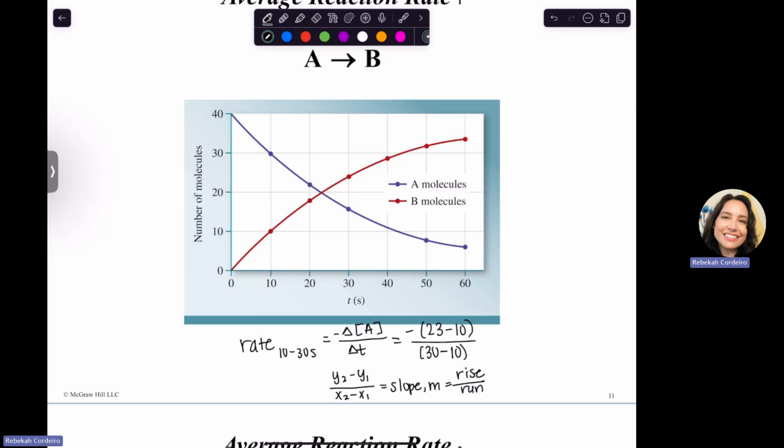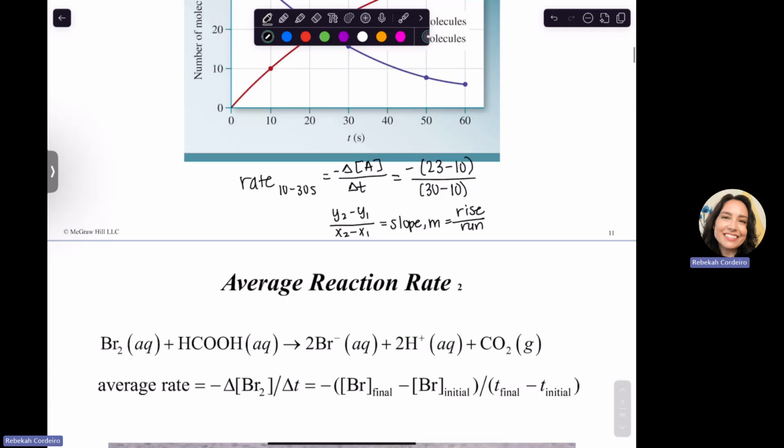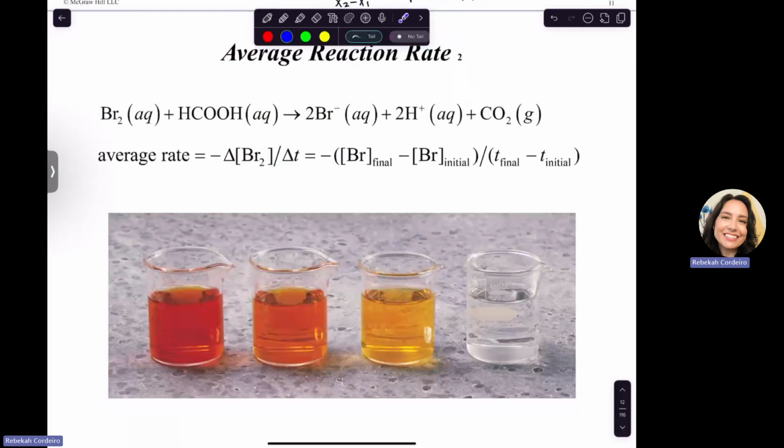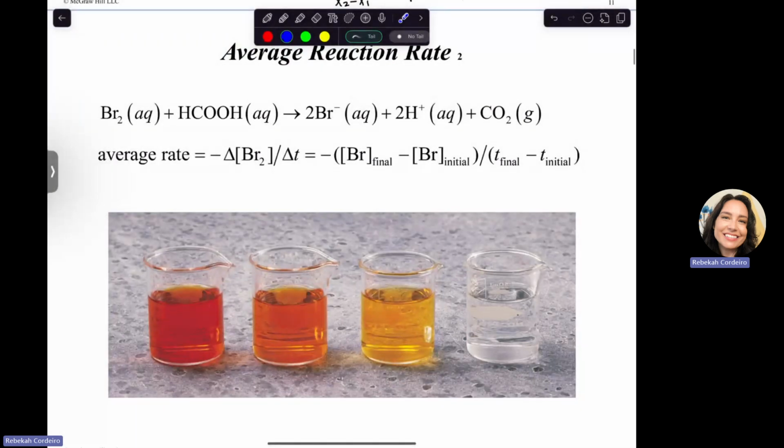You could also use a table. It's rise over run. It's just slope between the 2 points. So if I have a reaction here, I have bromine reacting with formic acid, I guess that's how we would call this, or methanoic acid, makes bromide, hydrogen ion, and carbon dioxide. The average rate would be the subtracting the reactants of the concentration of the bromine through time. So the final bromine minus the initial bromine concentration, and the final time minus the initial time. So we'd just be looking at our bromine concentration, and we could get that average rate.